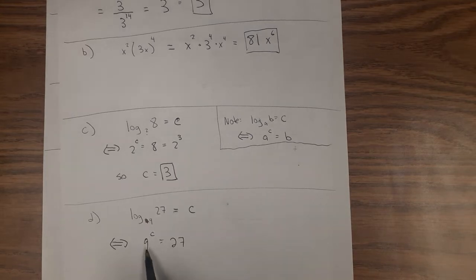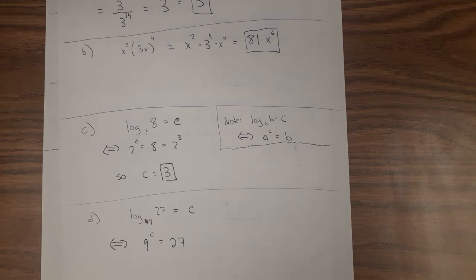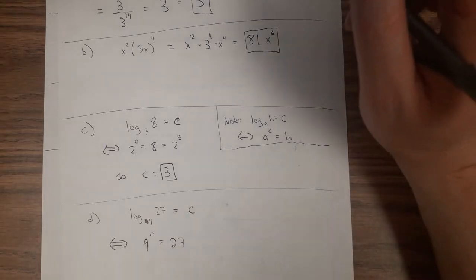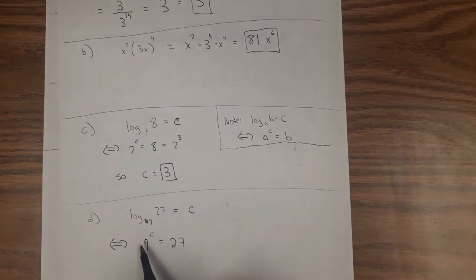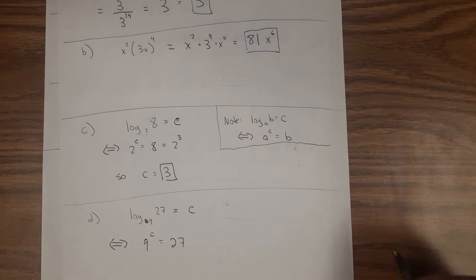It's not always that this number is the common base. What you look for is that the common base should be a number that, like, this is a power of the common base, and this is also a power of the common base. The common base here is going to be 3, because this is a power of 3, and this is a power of 3.